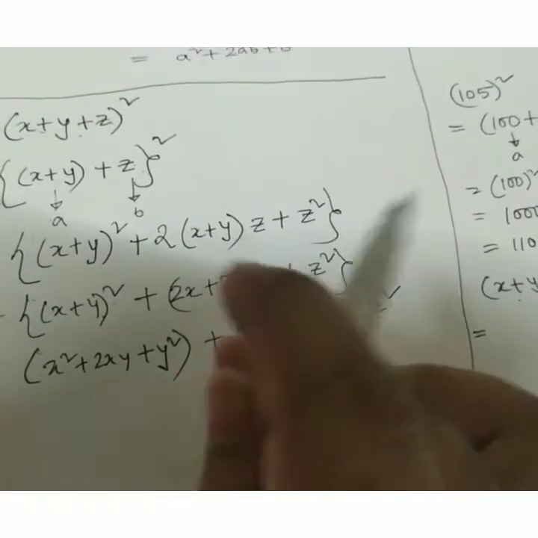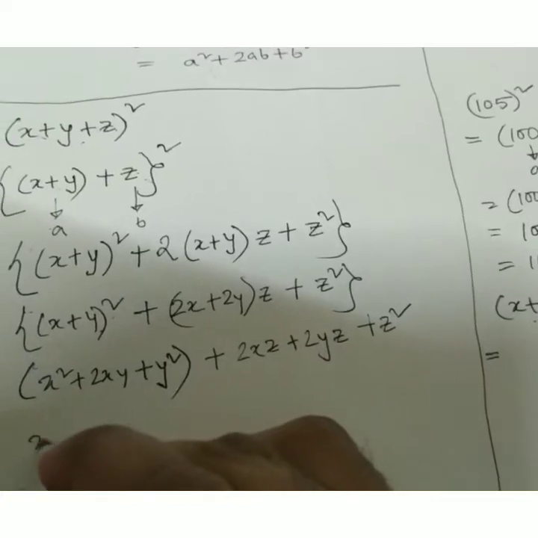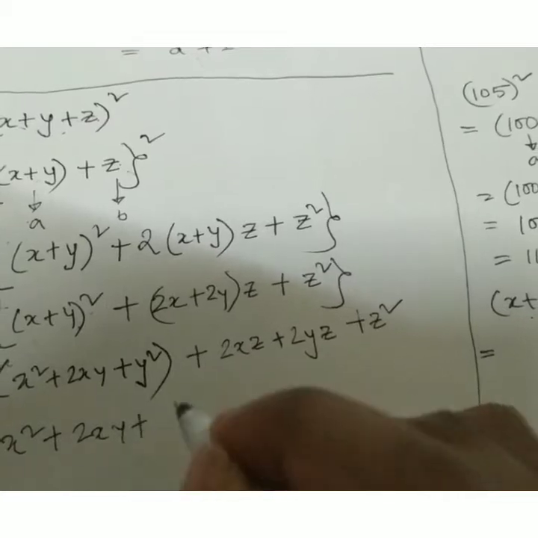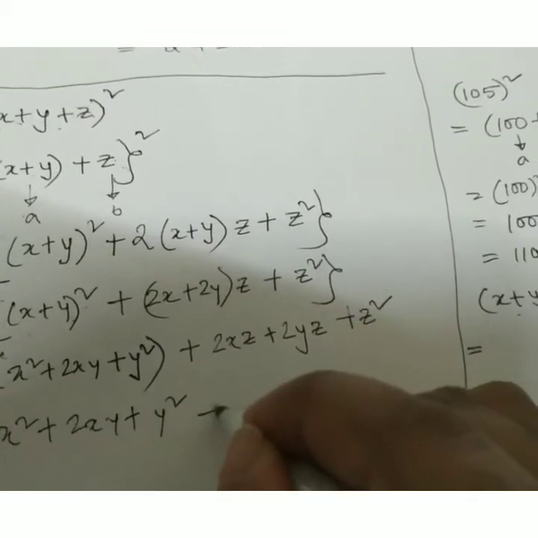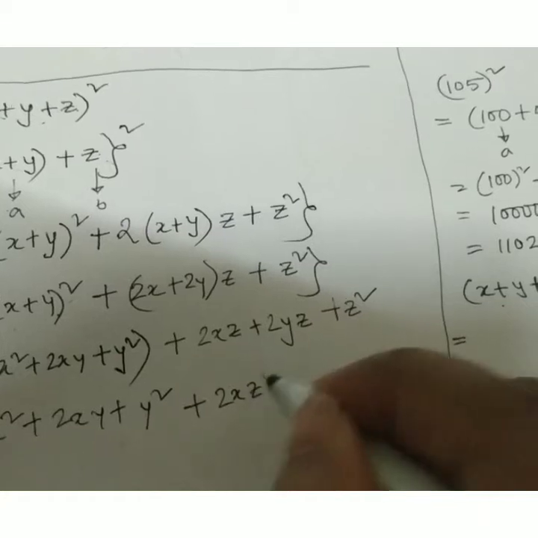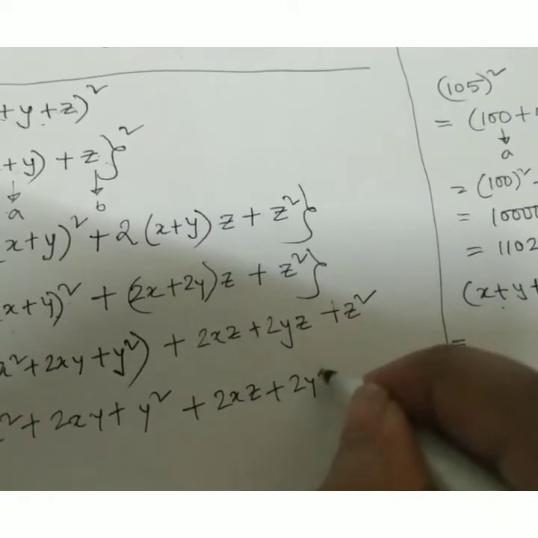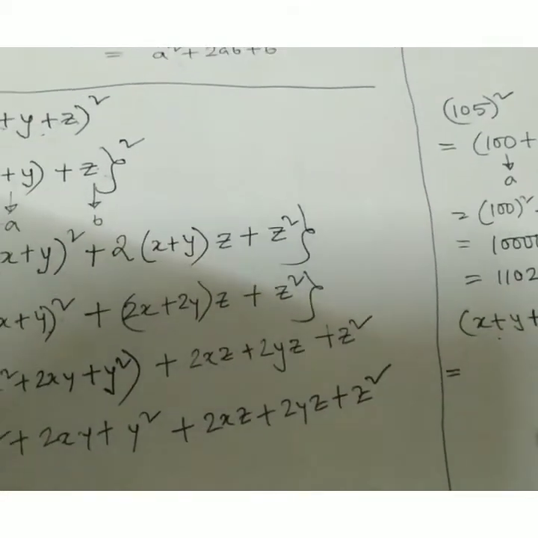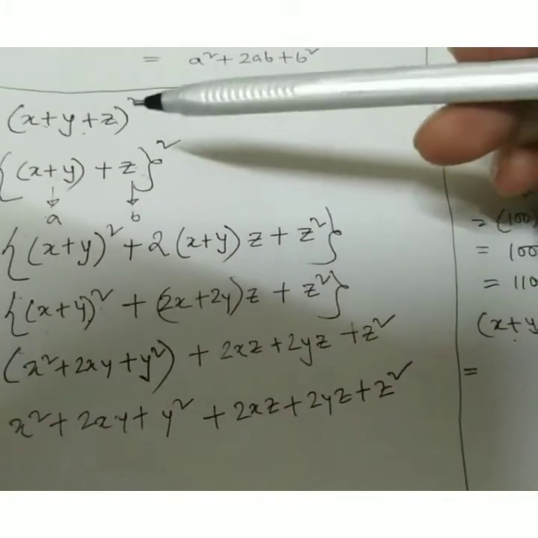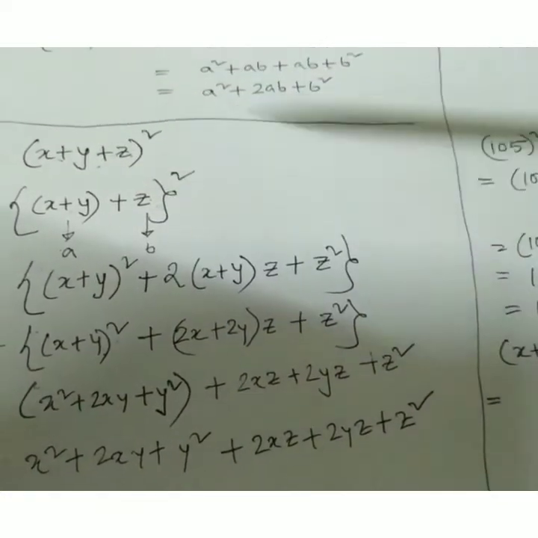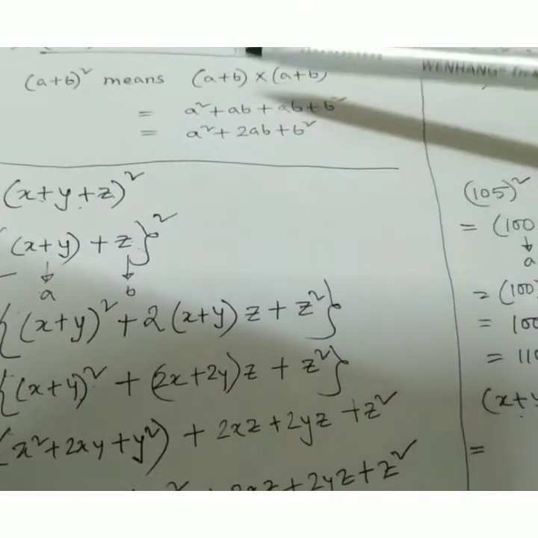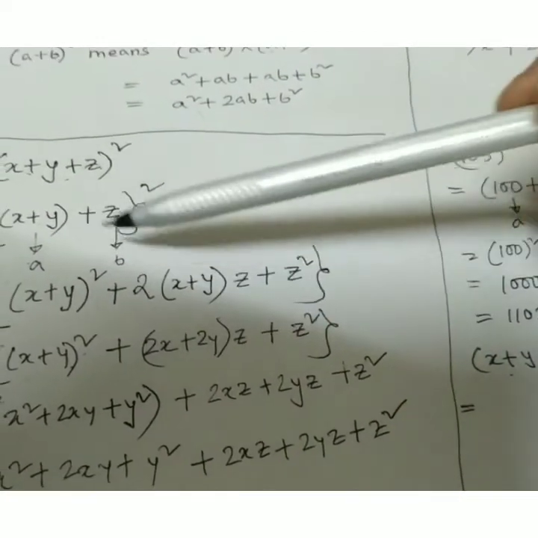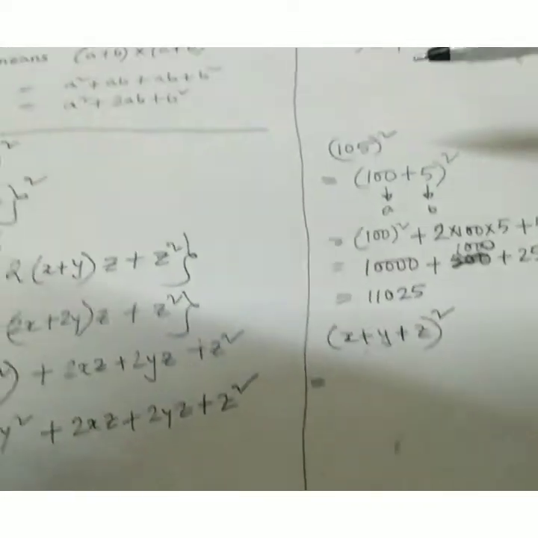So finally we can remove this bracket: x square plus 2xy plus y square plus 2xz plus 2yz plus z square. So this is my required answer. I hope this is clear. So from this particular formula, I can actually break up a polynomial having 3 terms. Okay, same way. I hope this is clear.